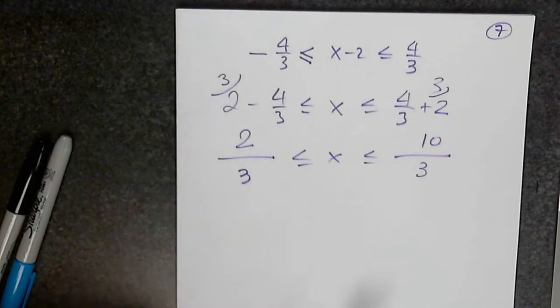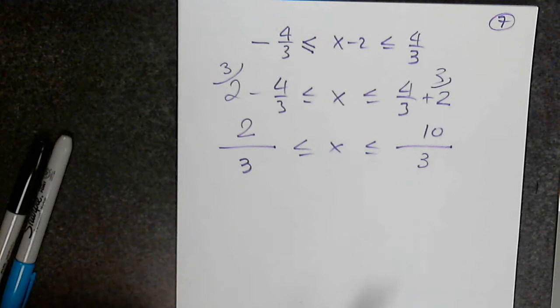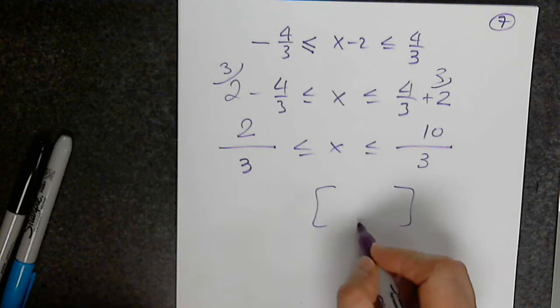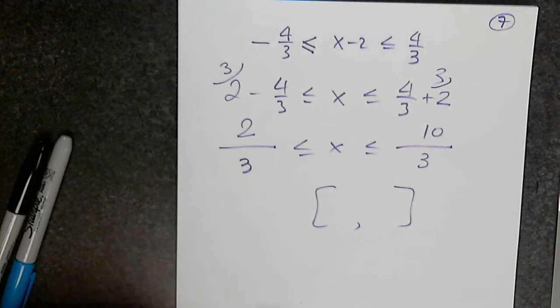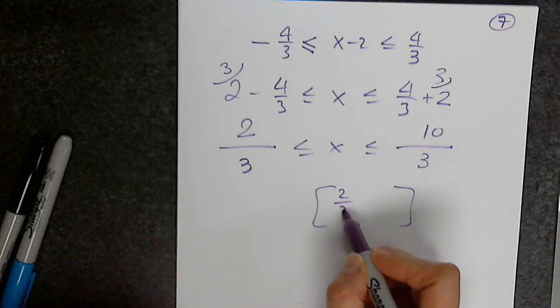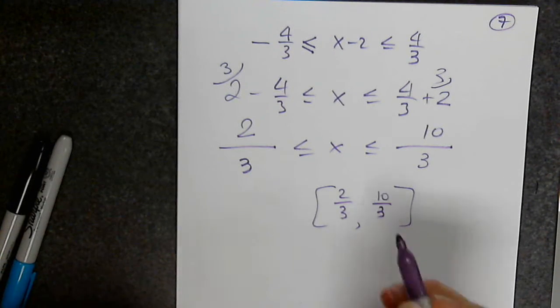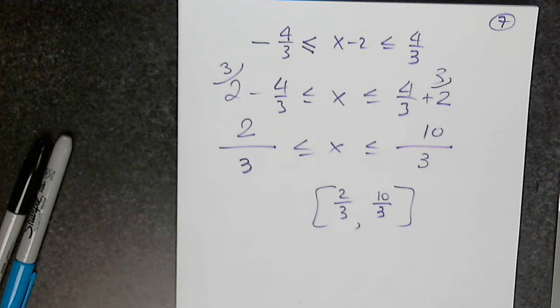In interval notation, 2/3, comma 10/3 bracket. Perfect. Very good.